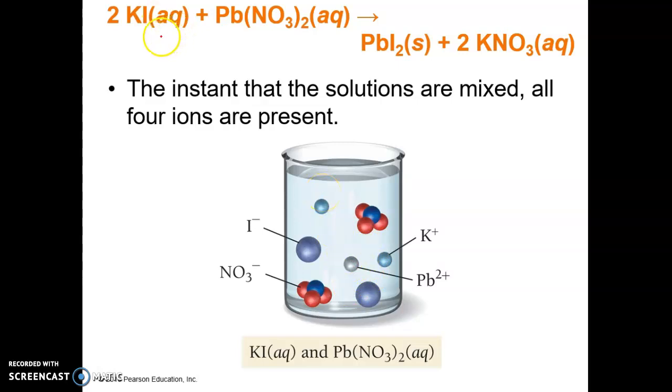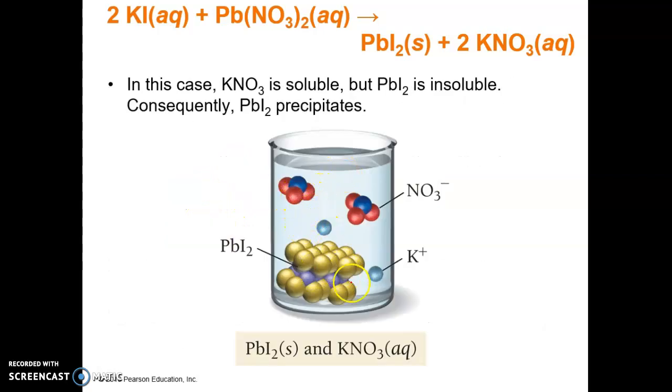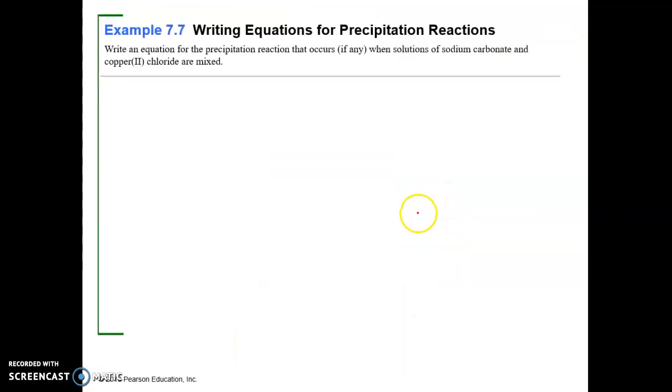So remember, it is the cation of this one that's going to mix with the anion of this one, and then the cation of this one that mixes with the anion of this one. Okay, so that's how we get our products here. And after a moment, they go ahead and mix together and form your insoluble ionic compound. That is your lead 2 iodide, and so that would be like a little solid here floating in your solution. And then what's left over are your potassium ions and your nitrate ions.